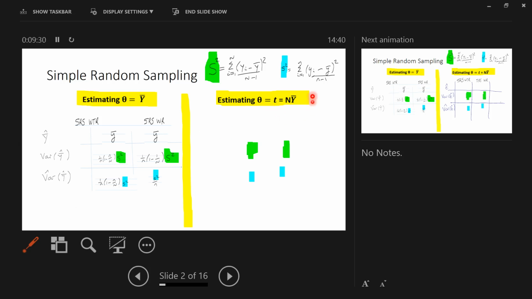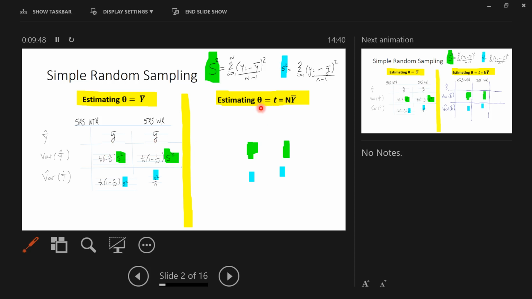And here they say this is how you always do it. If you want to estimate, this is only for simple random sampling. Other samplings are going to say, you want to estimate the population total, it's a totally different formula. In simple random sampling, whether it's with or without replacement, you estimate the mean by Y bar.